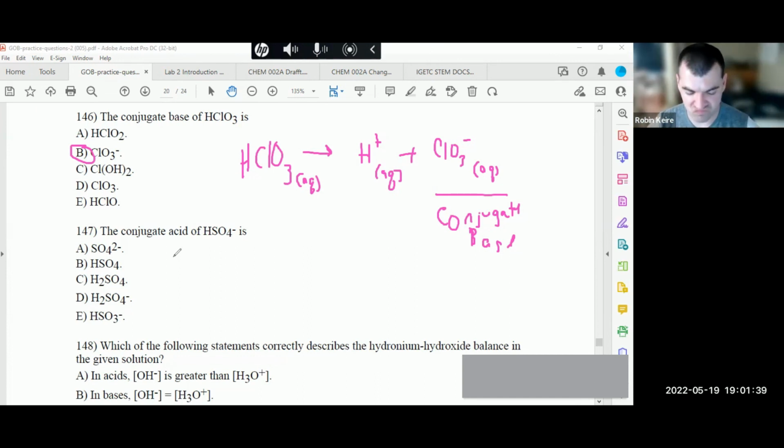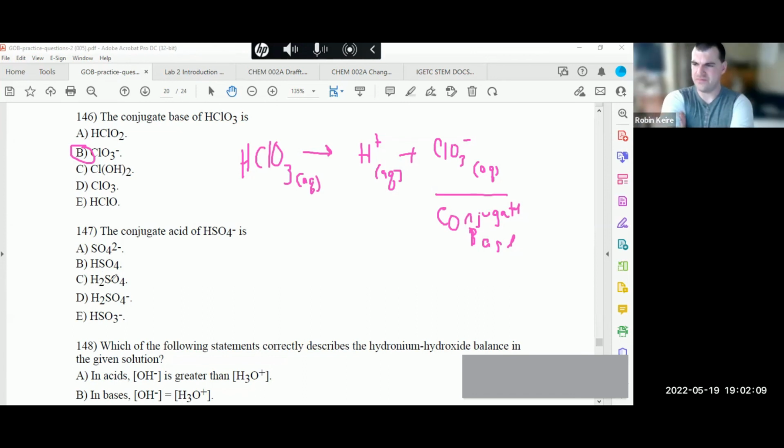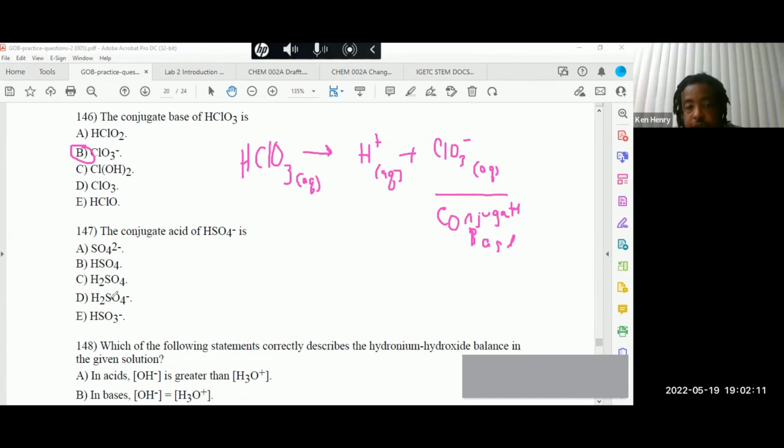So HSO4 negative yields H positive aqueous and SO4, which has a -2 charge altogether, right? Yes. So it says the conjugate acid of HSO4 minus is: SO4 2 minus, HSO4, H2SO4, H2SO4 minus, HSO3.